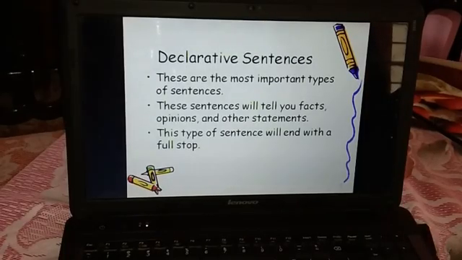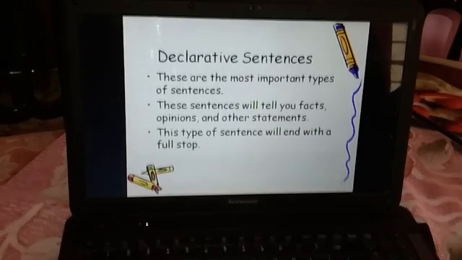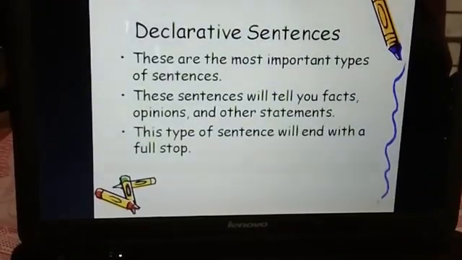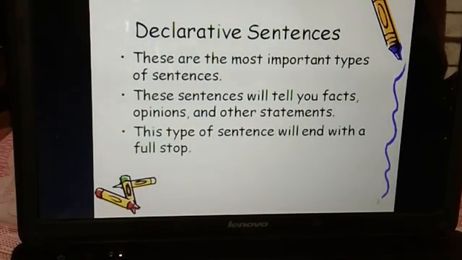The first sentence is known as declarative sentences. What are declarative sentences? These are the most important types of sentences. These sentences will tell you facts, opinions, and other statements. This type of sentence will end with a full stop.